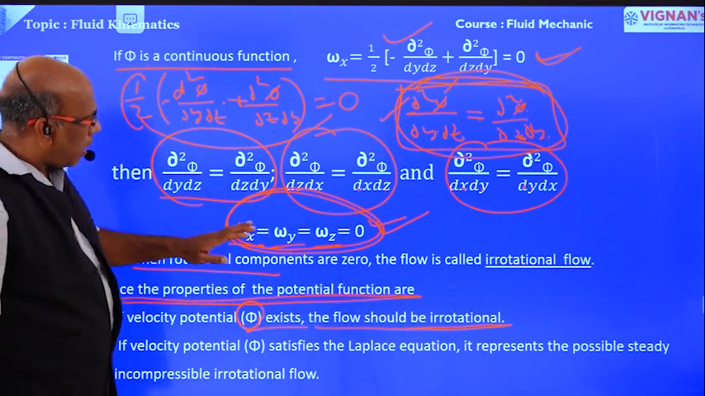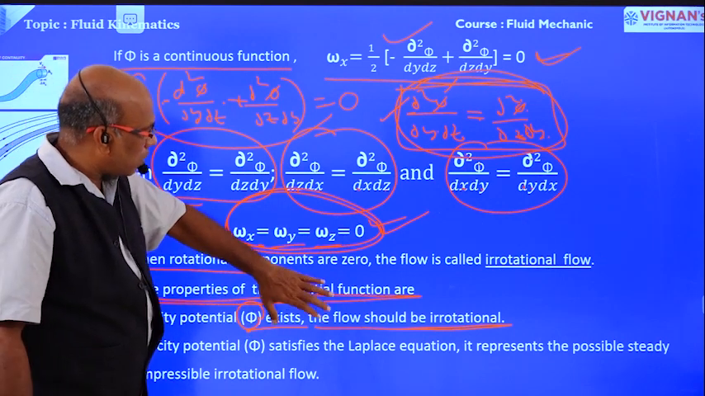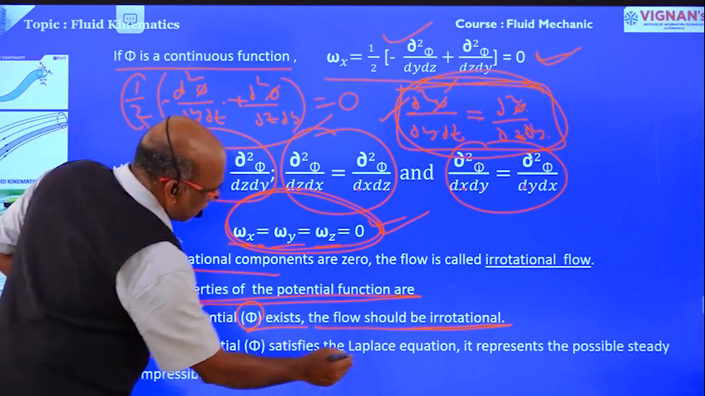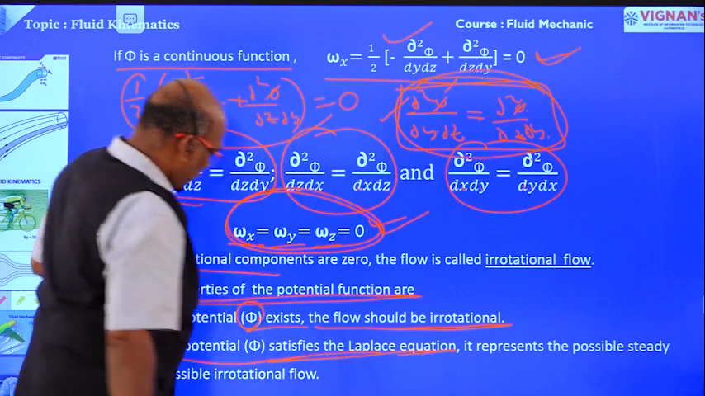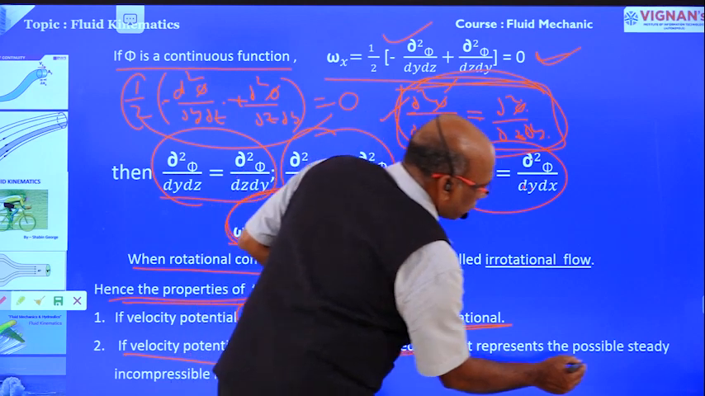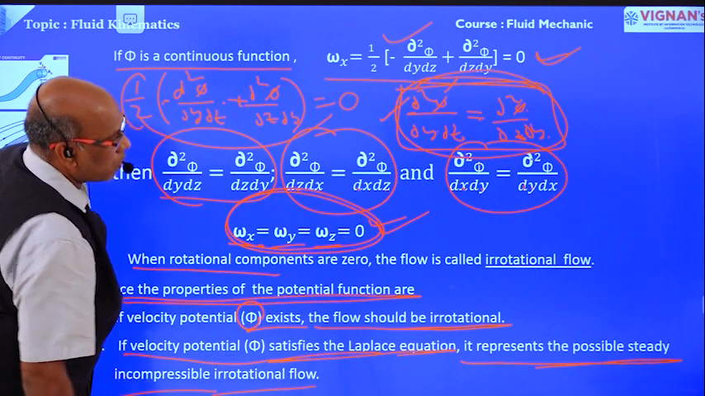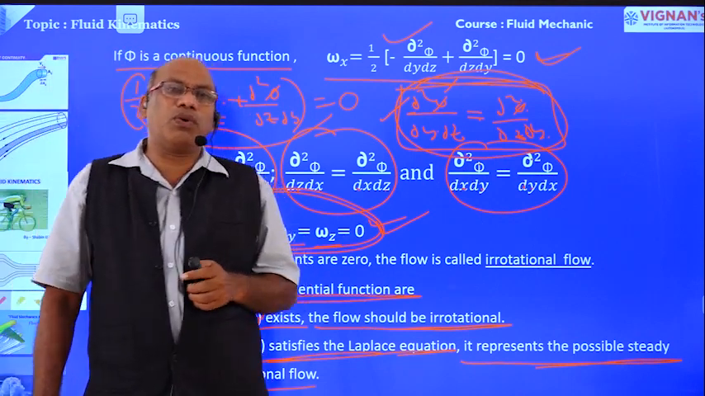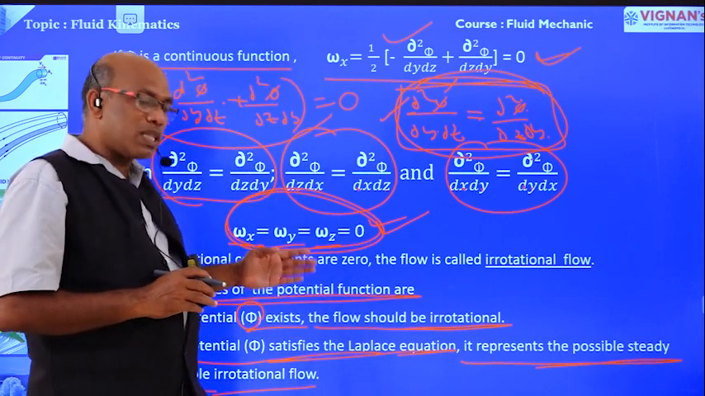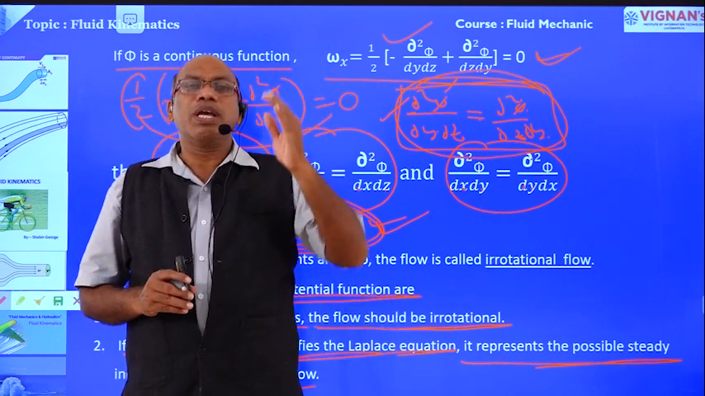I will explain this once again where we solve the problems related to this topic. Another property: the velocity potential φ satisfies the Laplace equation. If the velocity potential φ satisfies the Laplace equation, it represents a possible case of steady, incompressible, irrotational flow.